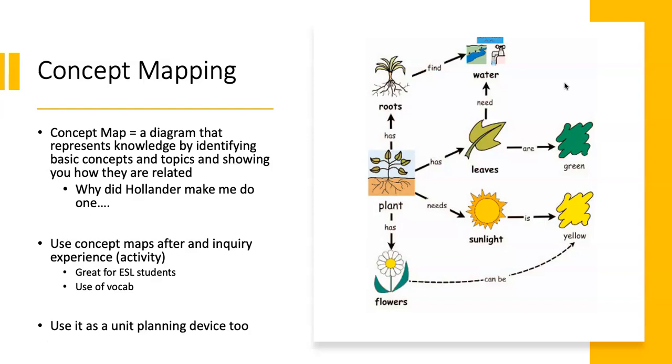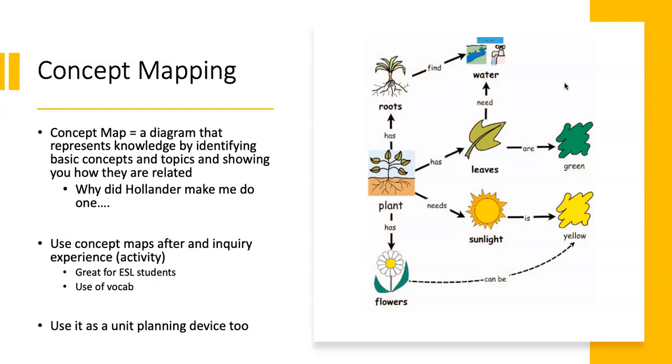So a concept map is a diagram that represents knowledge by identifying basic concepts and topics and showing you how they're related. I made you all do a concept map just so you could get an idea of what it's like. But you can use concept maps after an inquiry experience or activity. And I really like concept maps for English as a second language students because they can use symbols or drawings for it. And it also forces our students to use their vocabulary. You as a teacher can also use it as a planning device too.